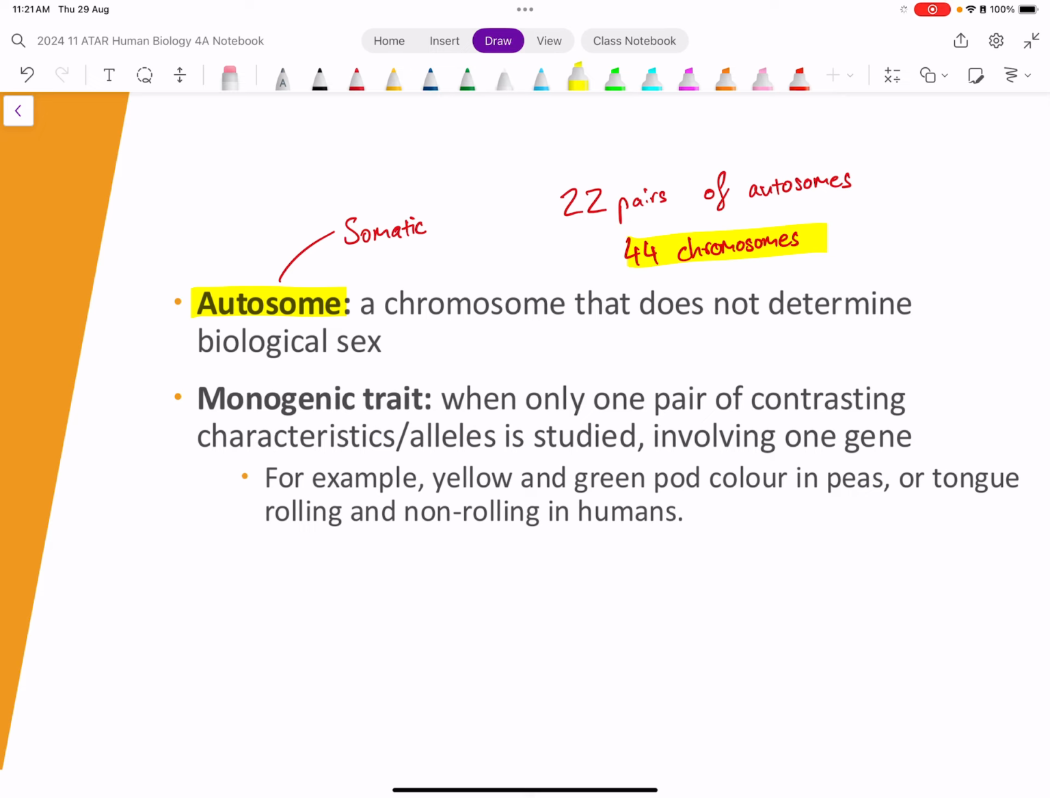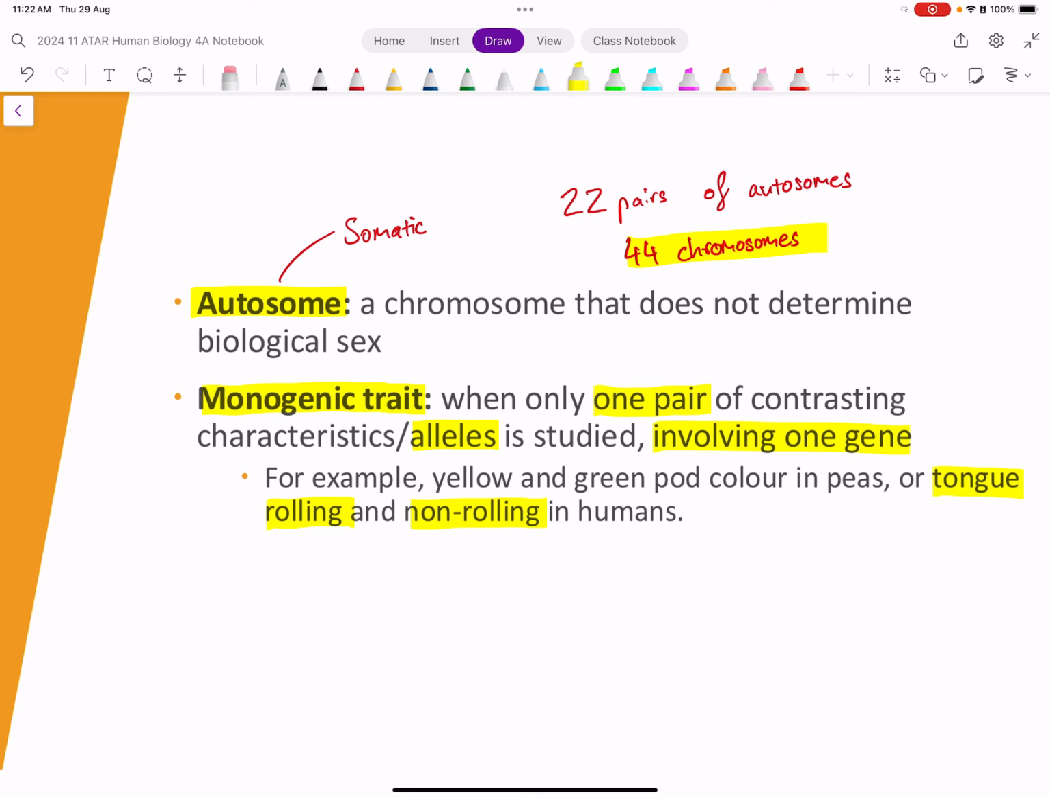The second word or term that we need to refer to is monogenic trait. Now, monogenic traits are not specific only to autosomal inheritance modes, but across all of them. So it's important that we understand that a monogenic trait is only referring to one pair of different alleles involving one particular gene. So the example that we've looked at most commonly so far has been tongue rolling and non-tongue rolling, looking at that in humans.